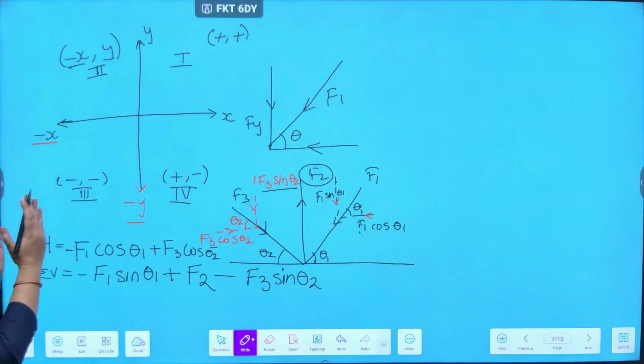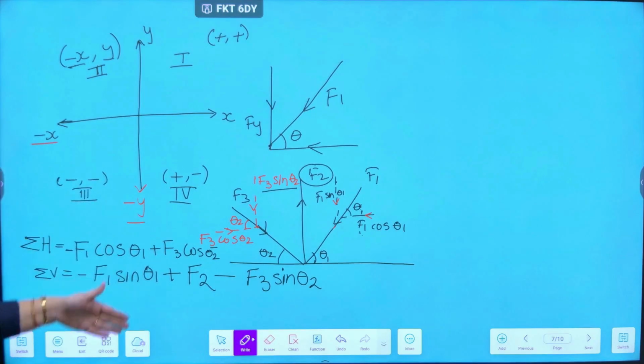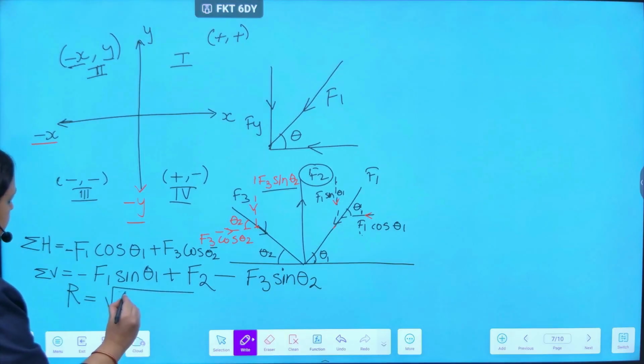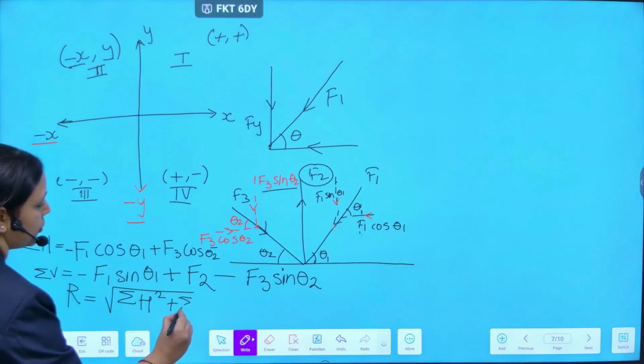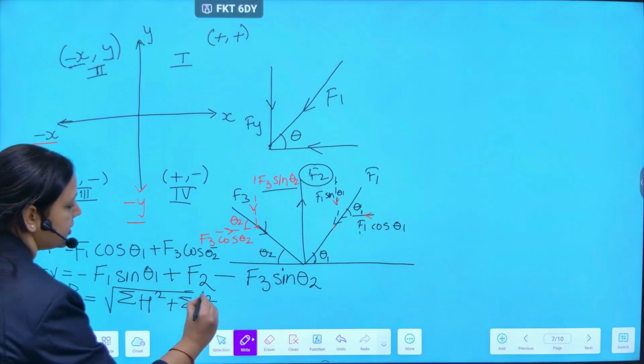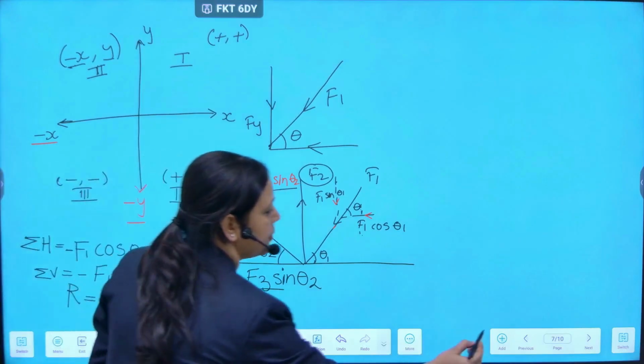Now we are calling them sigma h and sigma v. Two components, we have done the summation. Now what to do with sigma h and sigma v? With this sigma h and sigma v, we are going to find the resultant. So the resultant R is equal to the root of sigma h square plus sigma v square. Actually, this formula has come from the parallelogram theorem, which I have explained earlier.